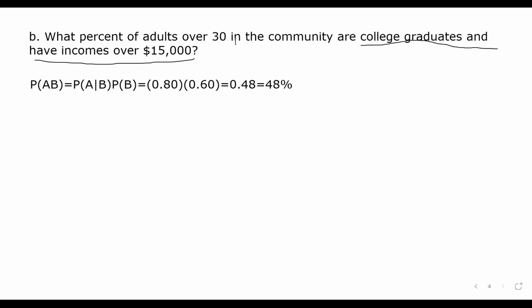Okay, so what percent of adults over 30 are college graduates and have incomes over 15,000? The probability of A and B is the probability of A given B times the probability of B. The probability of B is 60%, and the probability of A given B, that's the 80% given to you in the problem. This is by how we define B. And so you just multiply them and you get that. All right. Any questions?